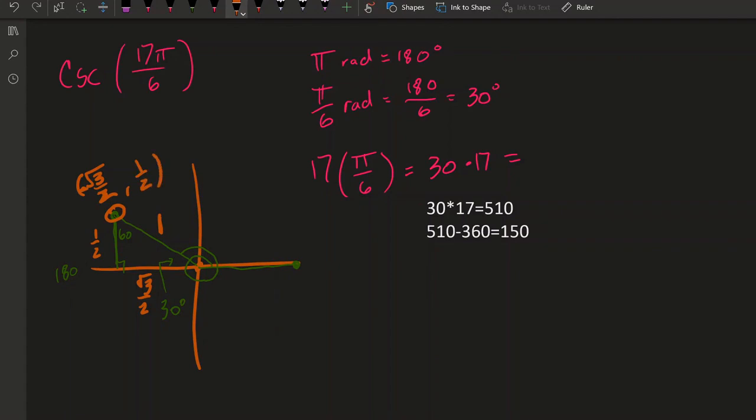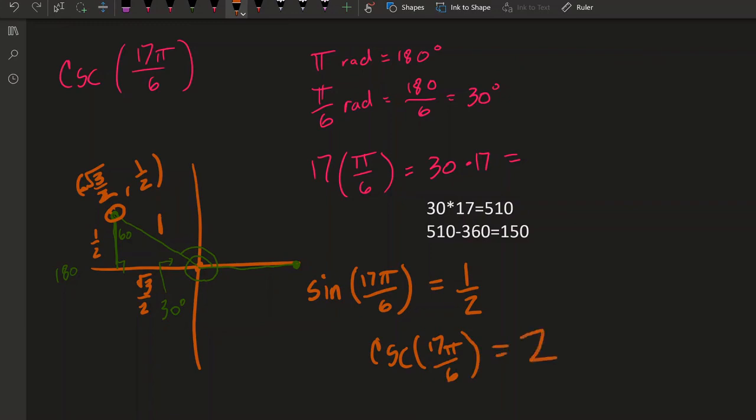So we're asking for cosecant. I'm going to start off with sine because that's the inverse of it. Sine of 17 pi over 6 is equal to just the y value, so that would be 1/2. So in order to find the cosecant of 17 pi over 6, I would merely flip that over. The answer would be 2.